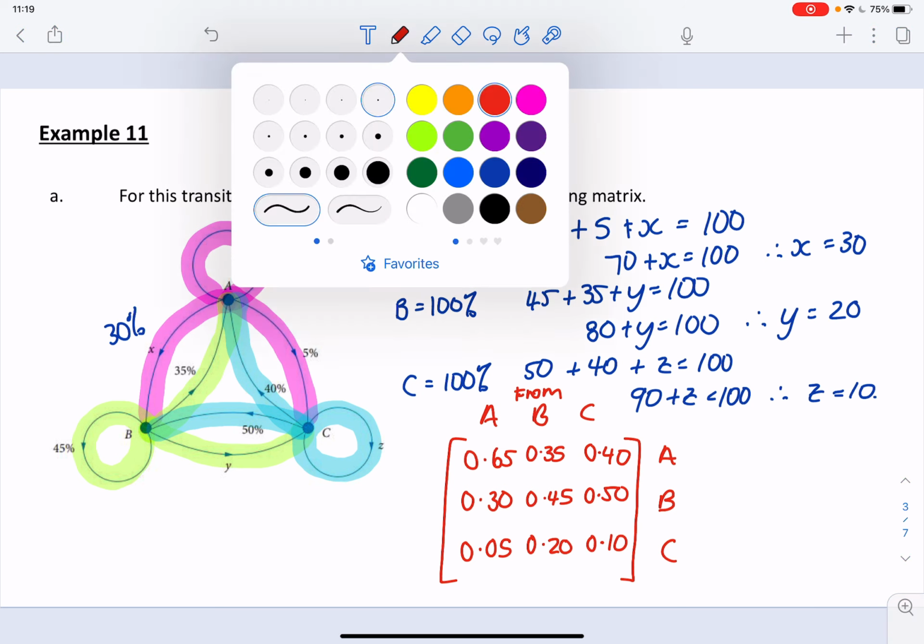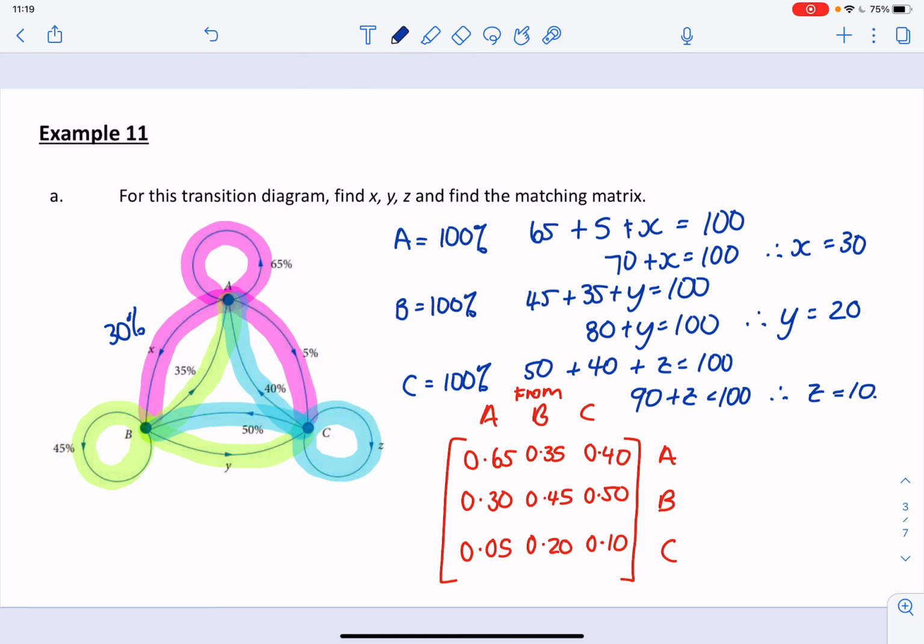Now back to blue again. I'm just going to double check these. 0.65 plus 0.30, which makes it 0.95, plus 0.05 gives me 1. Adding downwards, 0.35, 0.45 and 0.20 gives me 1, and 0.40, 0.50 and 0.10 gives me 1. All right, so as you can see, each column totals 1 or 100%.